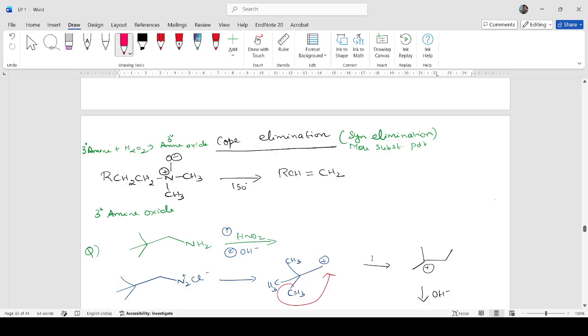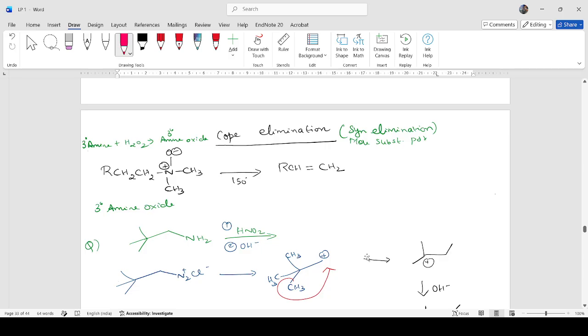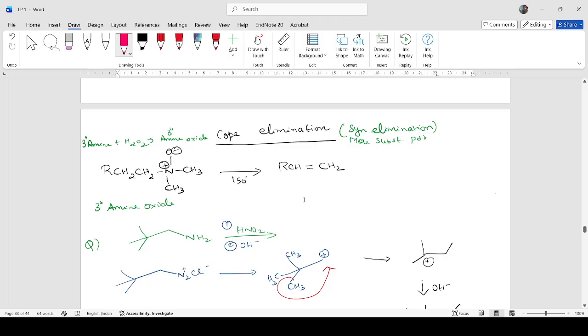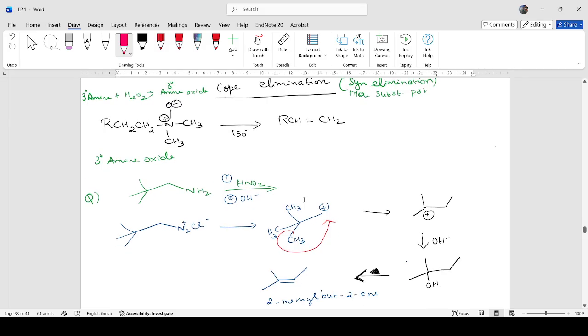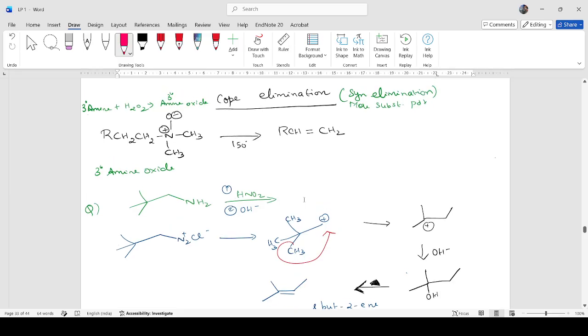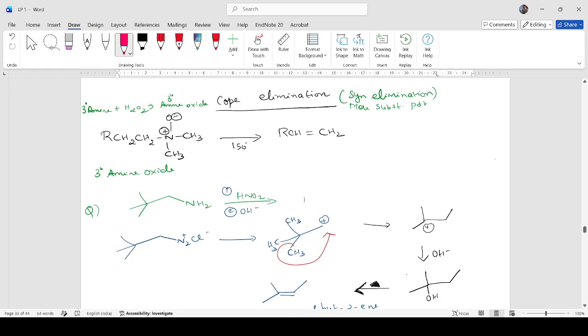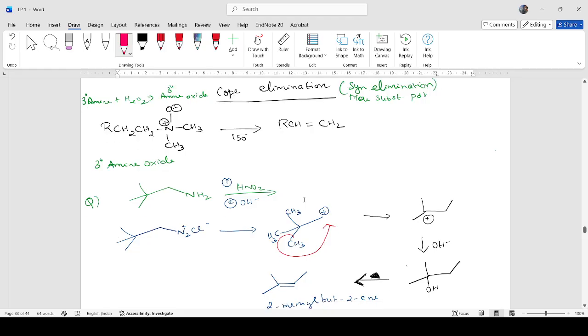Yes, ma'am. We'll wind up the session with the last elimination, Cope elimination. Same type of elimination of quaternary ammonium salts, but there is a difference here. Just the reverse. This follows Hoffman's product, no, Saytzeff's product here. That means it will give you the more substituted product. That was anti-elimination. This is syn elimination.